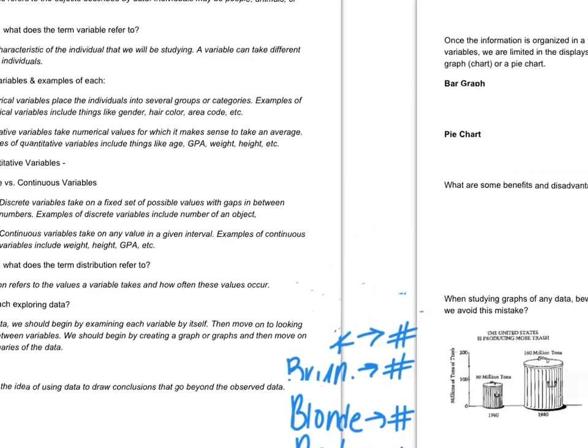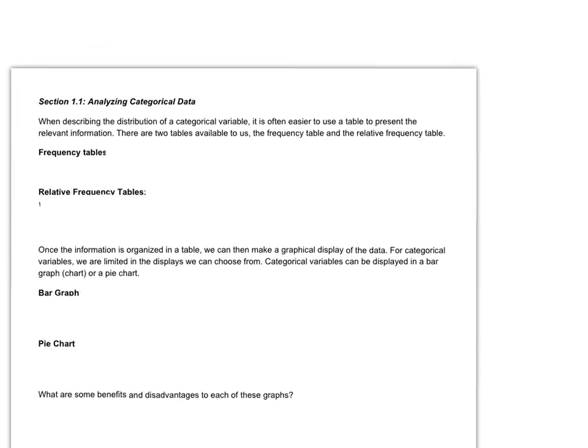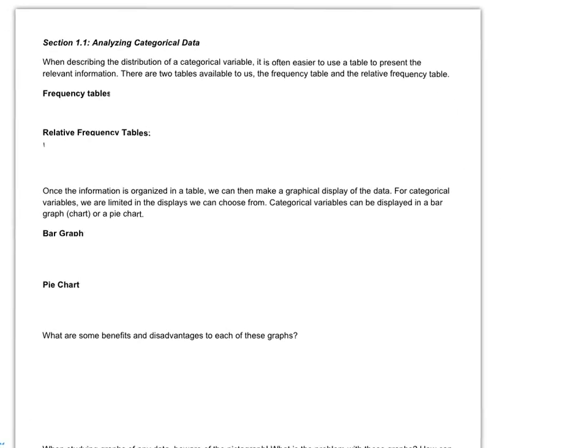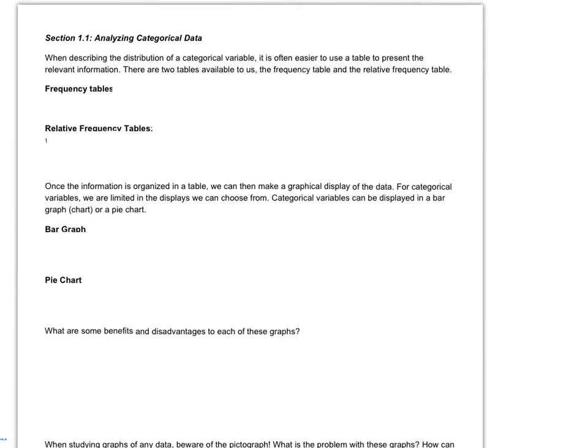So we'll go ahead and move on to the beginning of section 1.1. In section 1.1, what we're focused on is analyzing categorical data. So again, remember, categorical data is values that fall into a category, usually not number values, usually labels, things that would divide up individuals into categories.